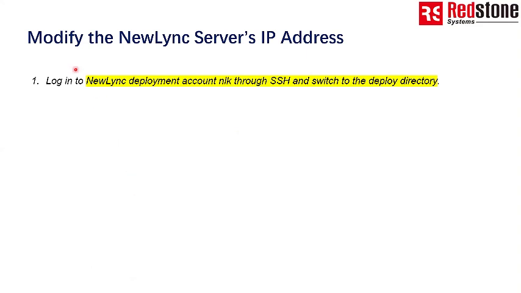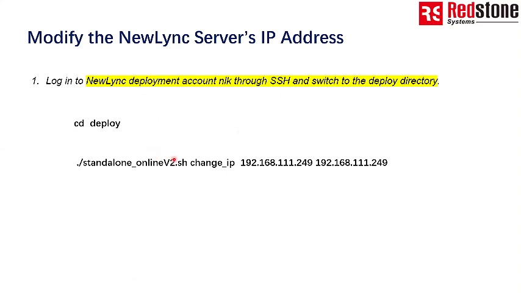Then you also need to modify the NewLink server's IP address. You have to log in to the NewLink deployment account NLK through SSH, and you need to switch to the deploy directory. This is to switch the directory, then execute the script and modify the IP. So assuming that the new IP is 192.168.111.249. So that's the orientation.